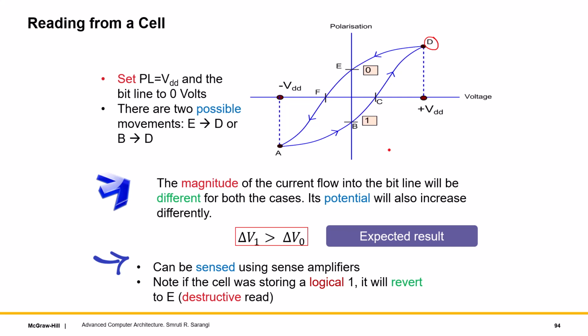In both the cases, the magnitude of the current flow will be different. If it is moving from B to D, then the magnitude of the current flow will be much more. So the delta V1, or the change in the bit line's voltage, because it was in state 1, will actually be more, because as you can see there is more movement, more movement in terms of voltage. So the current flow will be much more, as opposed to this movement, which will be much lower.